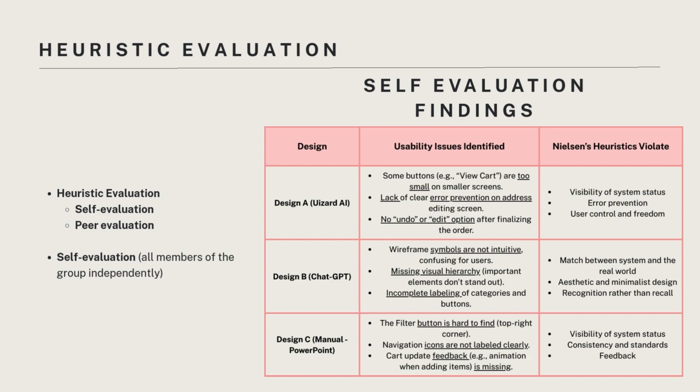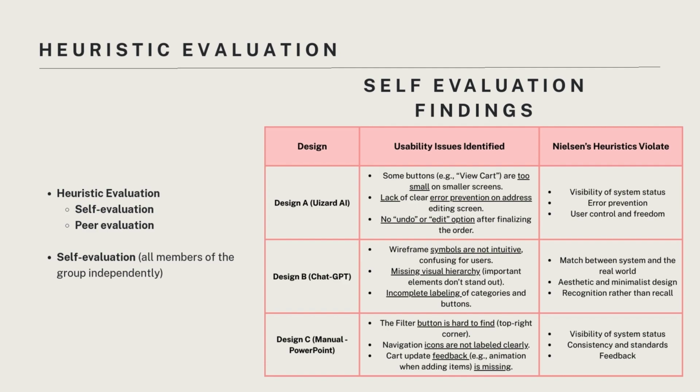Here are the heuristic evaluation results. Heuristic evaluation was done in two different phases, self-evaluation and peer evaluation. Self-evaluation was done by all members of the group independently. The right table shows the results of the self-evaluation findings. We tried to find different usability issues for each design and match those with Nielsen's heuristic violations. You can see what kind of usability issues were identified for each design.